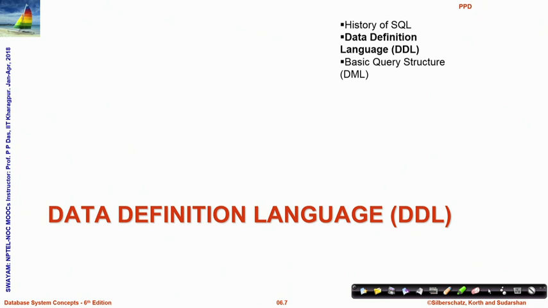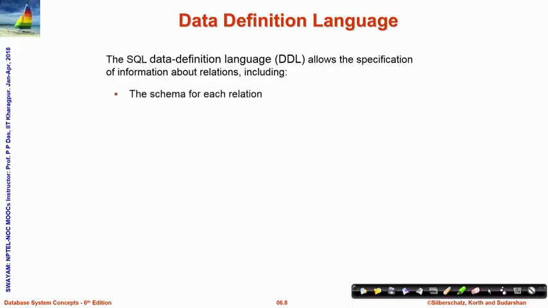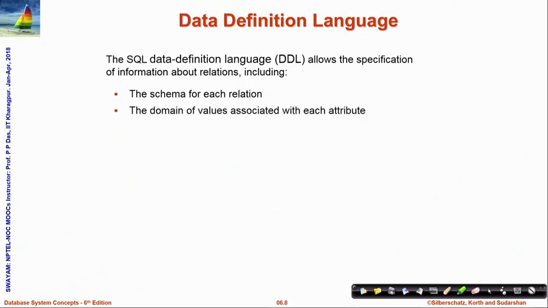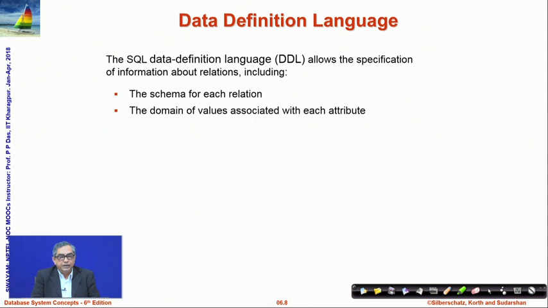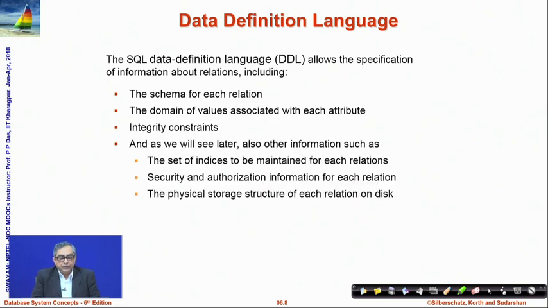As we had discussed earlier, these are the features to create the schema, the tables, in a database management system. So, it allows for the creation or definition of the schema for each relation in the database. It specifies the domain of values associated with each attribute of the schema, and it also defines a variety of integrity constraints. Later in the course, we will see that it also has to specify other related information like indexing, security, authorization, physical storage and so on.